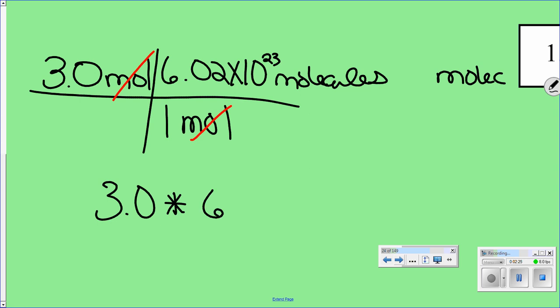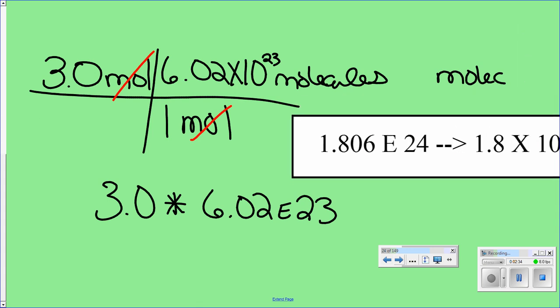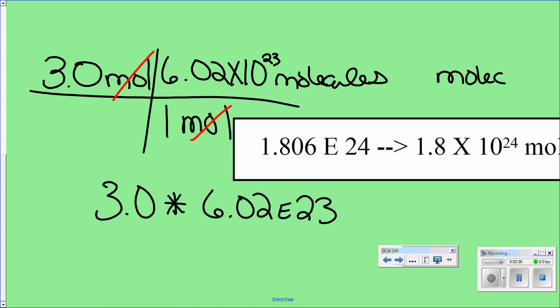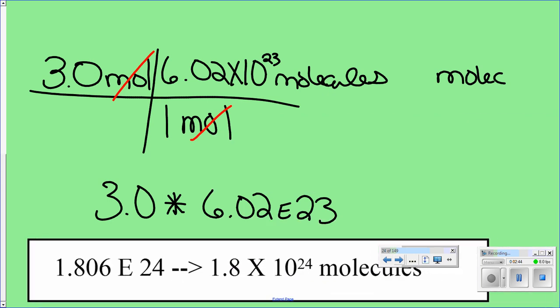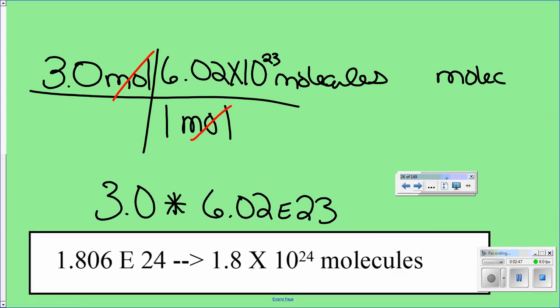What you're actually punching into your calculator is going to be 3.0 if you're a stickler, times 6.02 E23. Now remember, this is going to read on your calculator with that weird little E. So I wrote up here essentially what it'll look like. 1.806 E24 really means 1.8 times 10 to the 24 molecules. And I'm sticking with my sig figs there. 3.0 limited me to 2 significant figures.